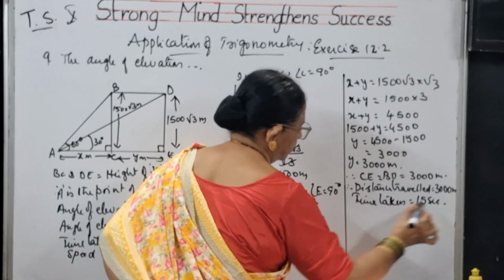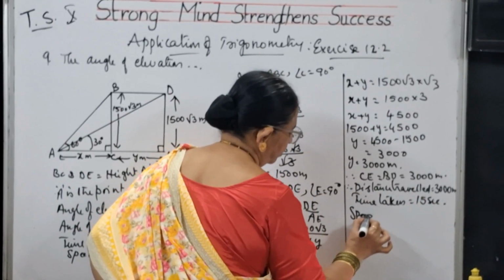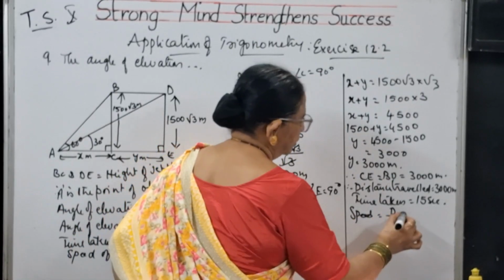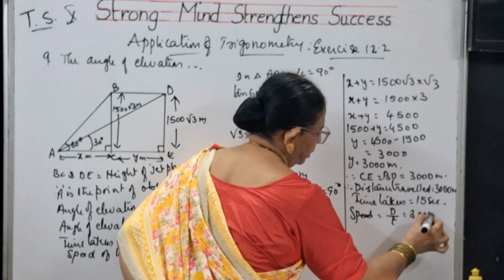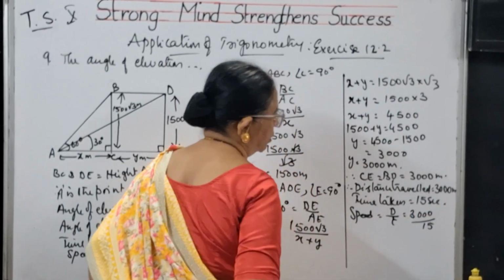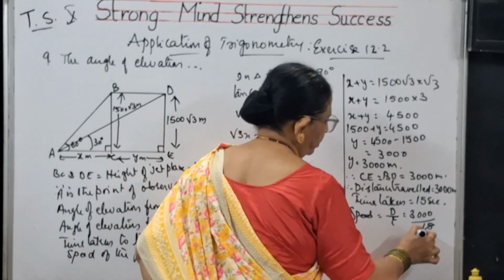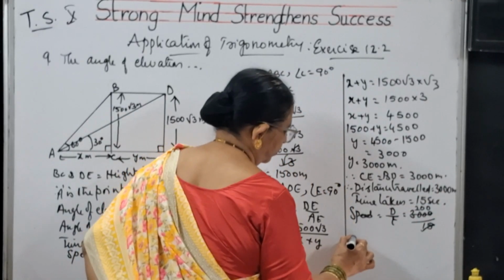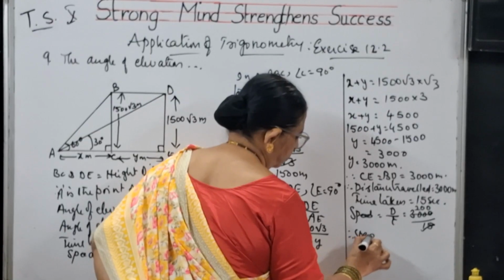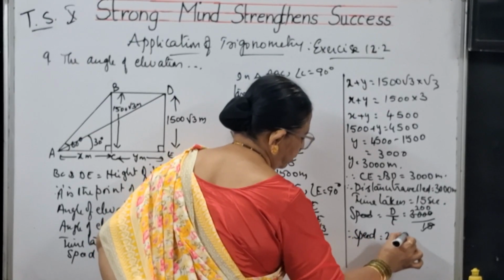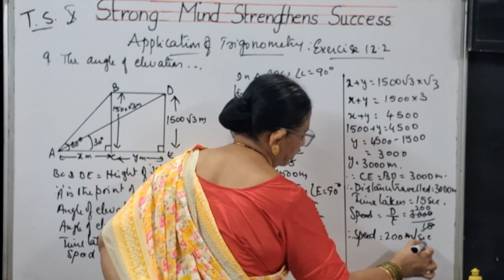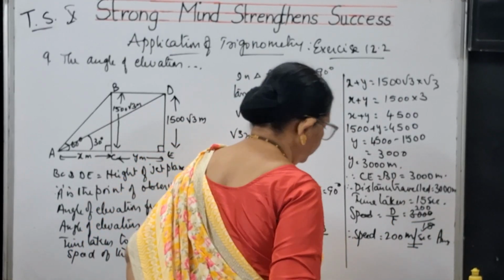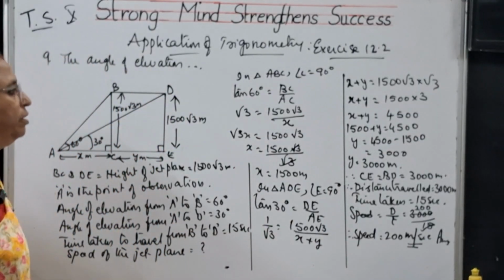15 seconds. So, what is the speed? Speed is equal to d by t. S is equal to d by t. That is 3000 by 15. So, 3000 by 15, 15 2s are 30, 200. Therefore, speed is equal to 200 meters per second. This is the answer. The speed of the jet plane is 200 meters per second.